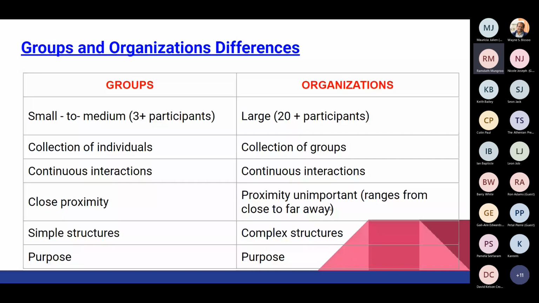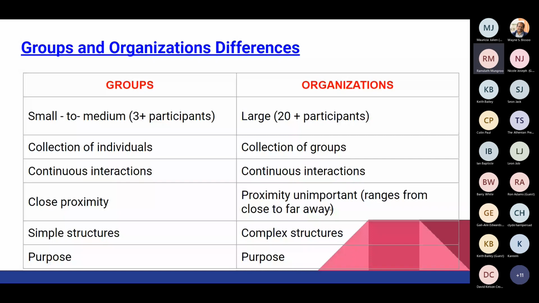Also, we ask the question where. For groups, they have close proximity. Within an organization, proximity ranges. It could be close, it could be far. So within a group, there will be close range, so you'll be talking and interacting with each other. Whereas within an organization, they might have one section in the South, one in the North, but they still communicate with each other.